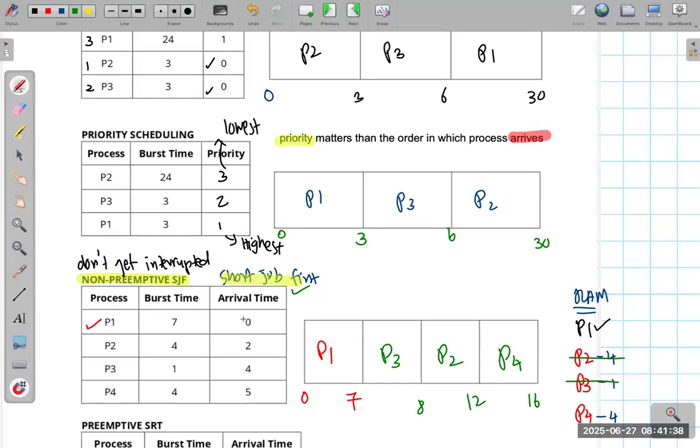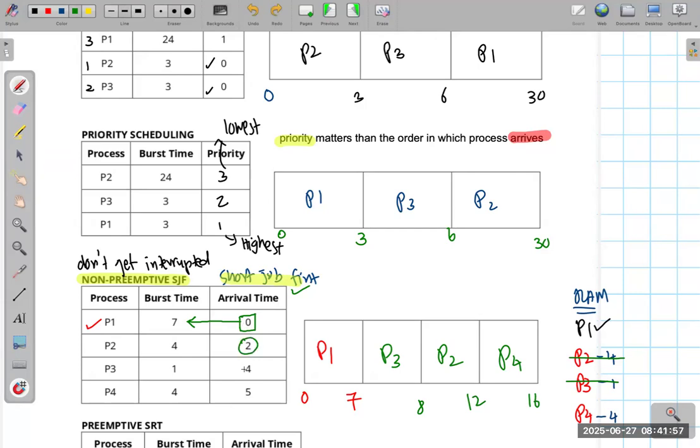Because at time 0, only he was available. Did you get it? No one else was there. At other times, only they arrived. Start, even though he has the highest, only he was available.